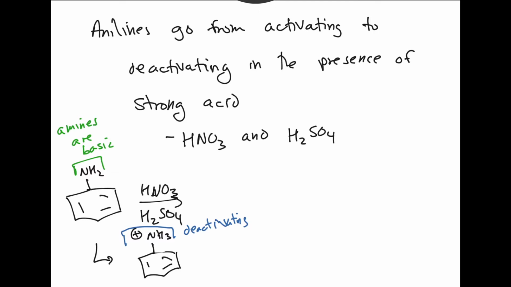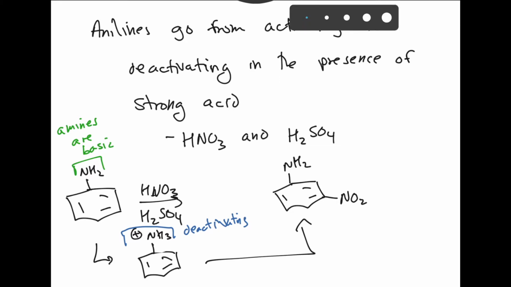Acid-base reactions are the fastest reactions in chemistry, so that reaction happens before the addition of our electrophile. So what we end up doing is we will make the product and the nitro group will end up on the meta position. So I should say this is deactivating and directs meta.